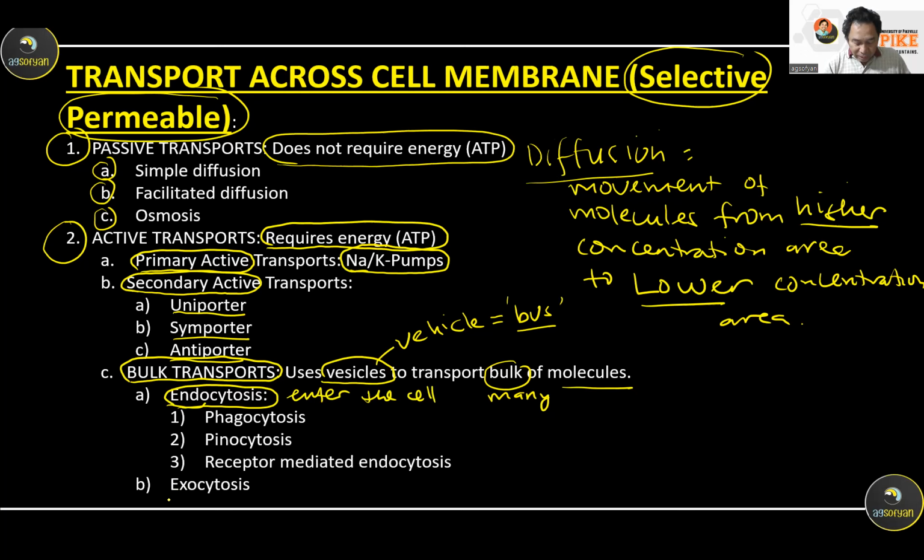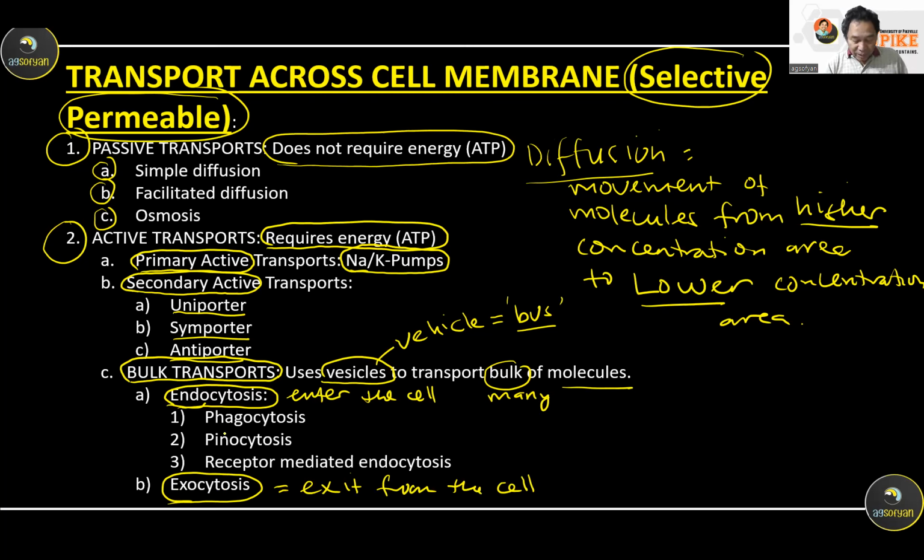The second one is called exit from the cell. Therefore, it's called exocytosis. This is exit from the cell. So the bus or the vehicle, the physical, exits the cell.